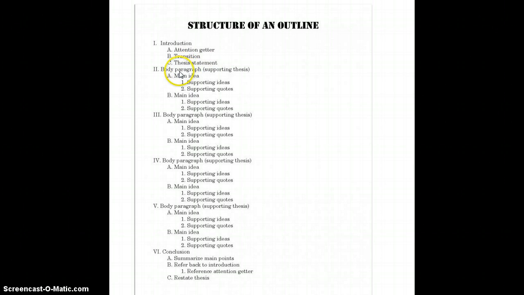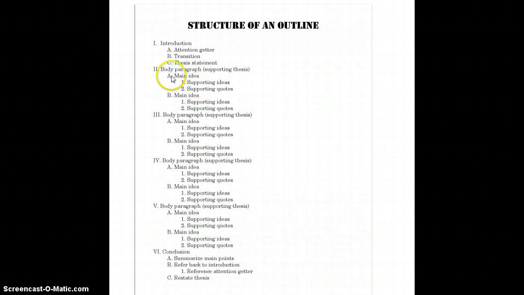Number 2, you'll put a body paragraph. This is an example that supports your thesis up here. The main idea of that example should be supported by ideas, those are your words, and supporting quotations that are not your words. These are things that might come from the book you're reading or from other experts in the field of study that you are writing about.